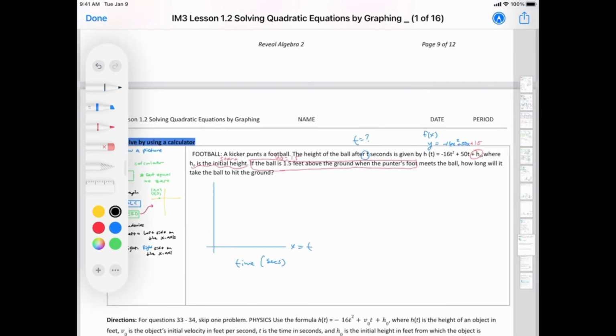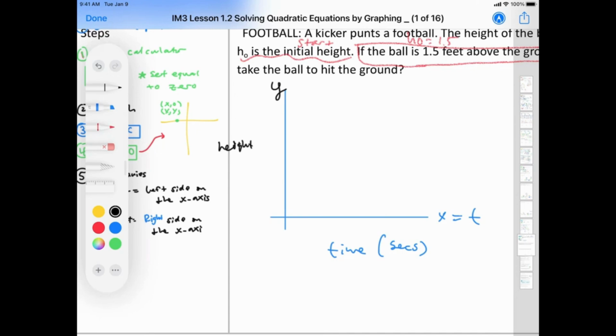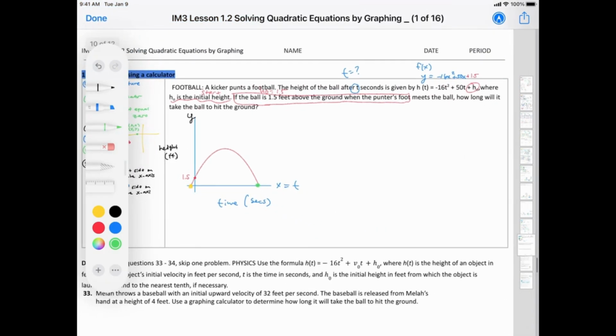A couple other things if you just want to note. Remember, this is y, and that's the same thing as height measured in feet. And you're going to have some guy kick something, 1.5, and then your graph. And we're basically looking for this yellow dot and that green dot. Okay, so let's just put it in our calculator and see what happens.